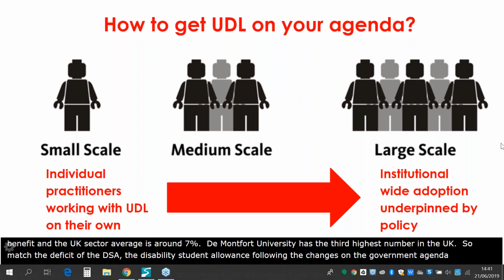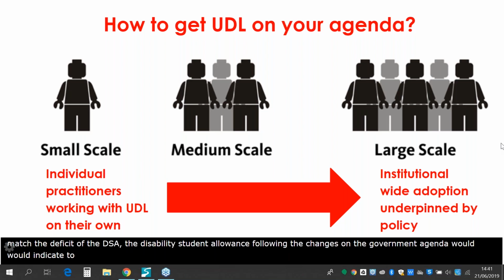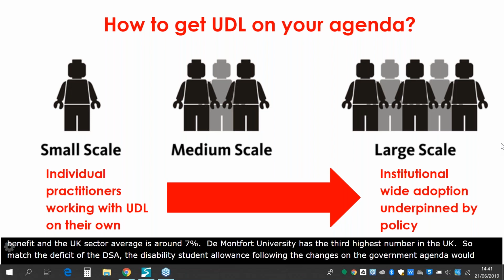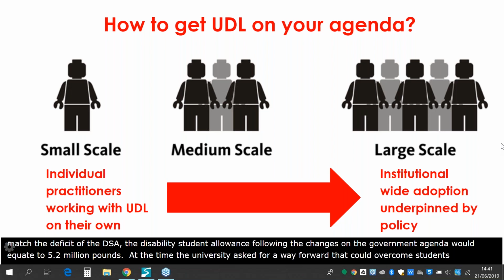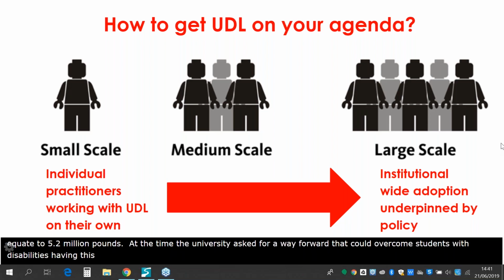At the time, the university was not in a position where they could financially meet this deficit, and this was a year-on-year expectation. So at the time, the university asked for a way forward that could overcome students with disabilities having this support, but also enabling all students to benefit.